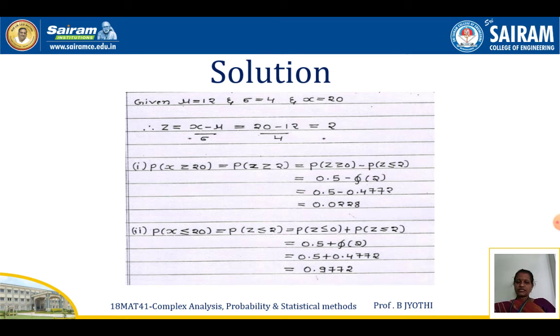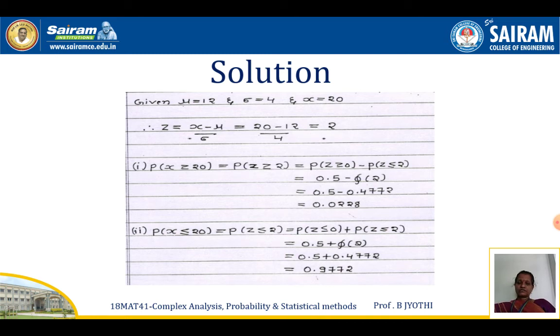Now P of x greater or equals to 20, that is P of z greater or equals to 2, and P of z greater or equals to 0 minus P of z less than or equals to 2. So phi of 2 we need to calculate. Again, I think you know how to refer to the table. So it is 0.5 minus phi of 2. When we refer to the table, it was 4772, and when we subtract from this, we get 0.0228.